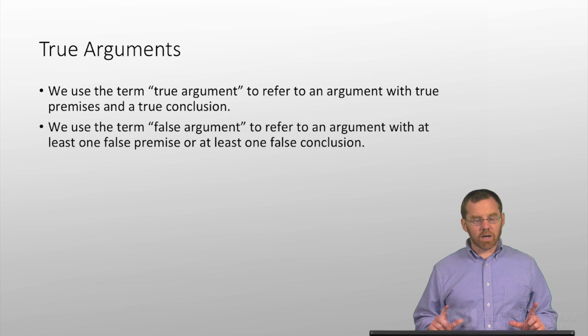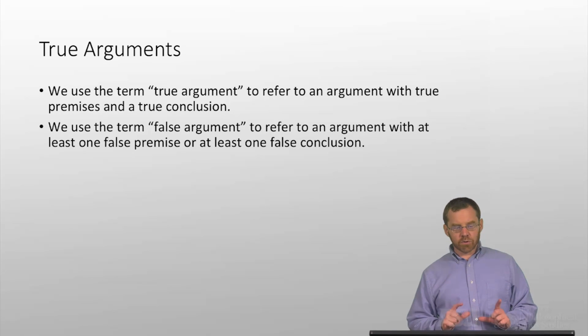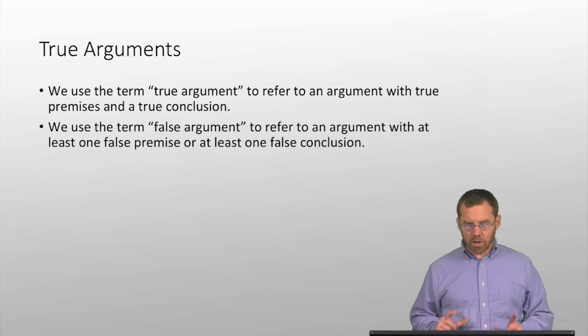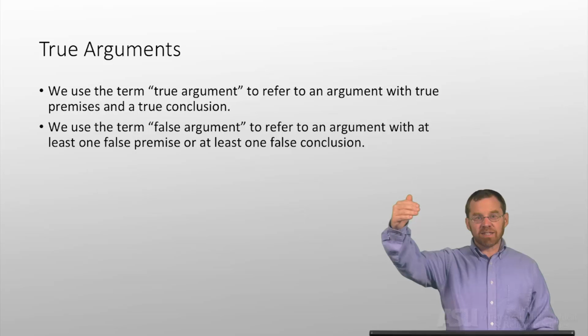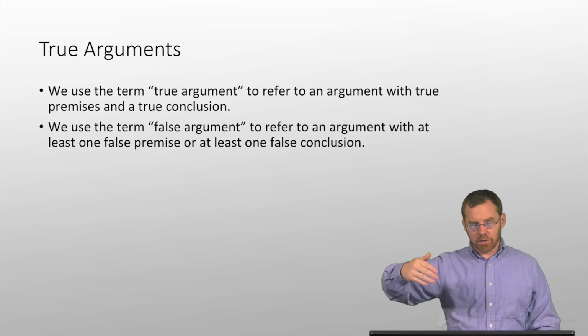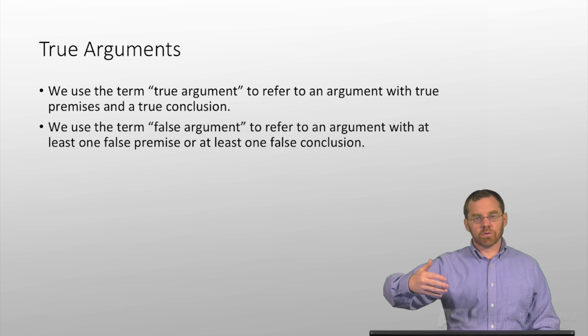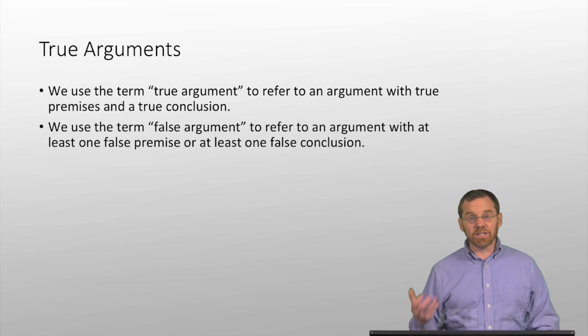True arguments are a little more complicated. We use the term true argument to refer to an argument with true premises and a true conclusion. I'm also going to use the word false argument to refer to an argument with at least one false premise or at least one false conclusion. So remember, an argument is a set of statements, some premises and a conclusion. A true argument is one where all of the premises are true and the conclusion is true. A false argument is one where at least one of them is false.